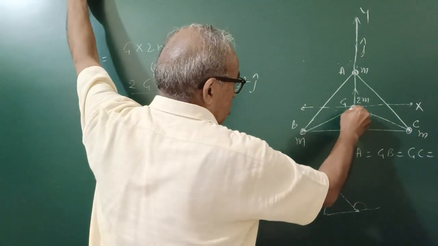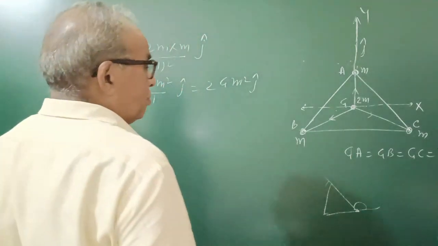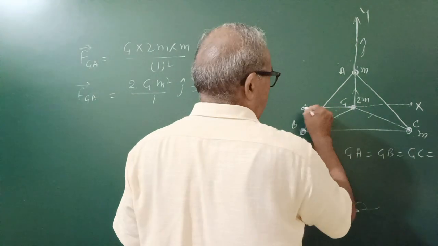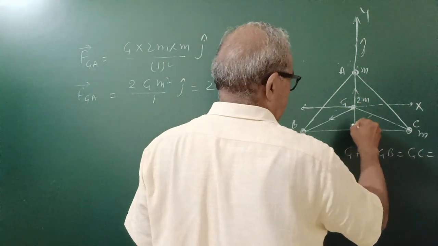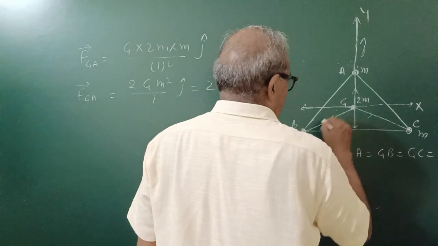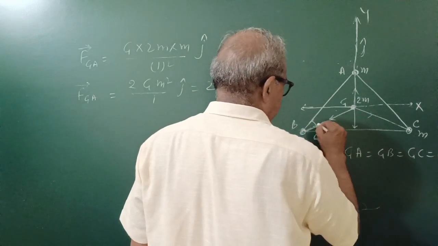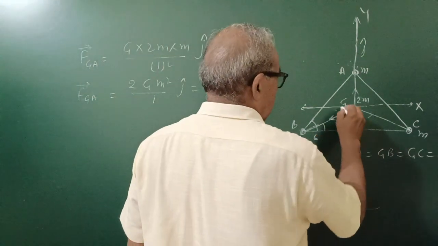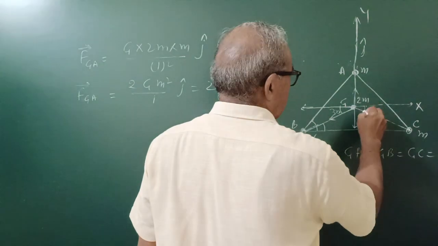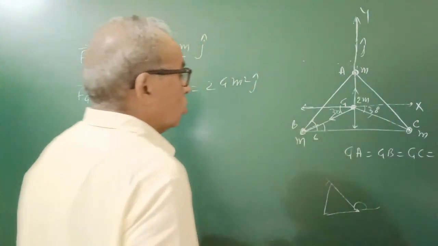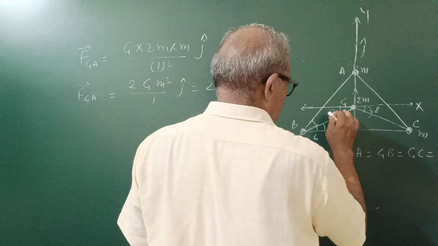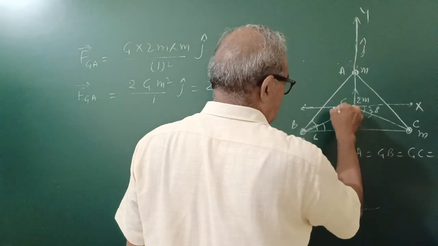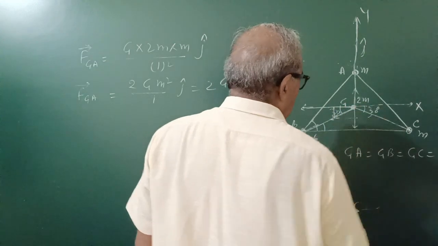Now this force FGB can be resolved along this direction and this direction. The angle is 60 degrees; in an equilateral triangle every angle is 60 and half of that is 30. So this will be 30 also, and this will be 30 also. So the force FGB, that is along GB, will be the sum of this and this.